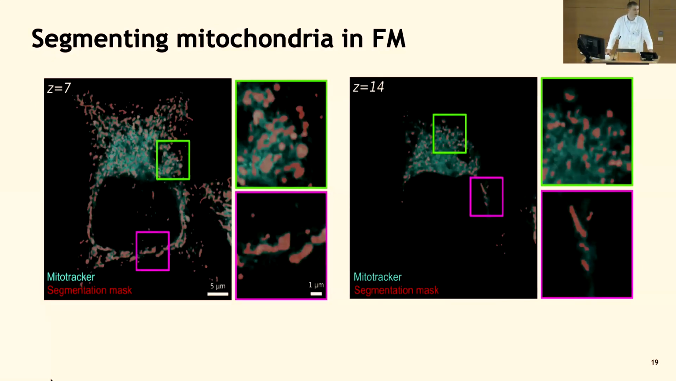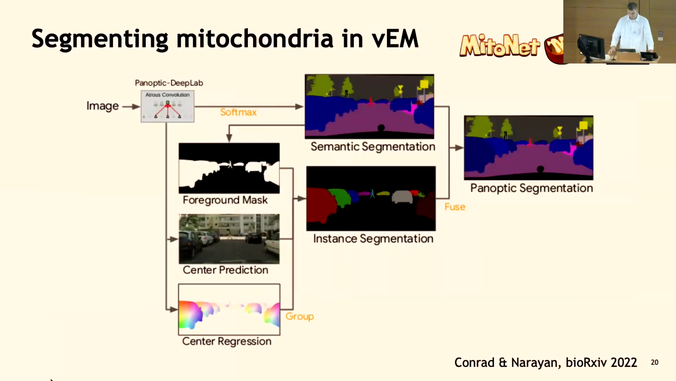And as you can see, it's not exactly perfect, but the main thing we're trying to capture in this step is the distribution of the mitochondria in the cell itself.